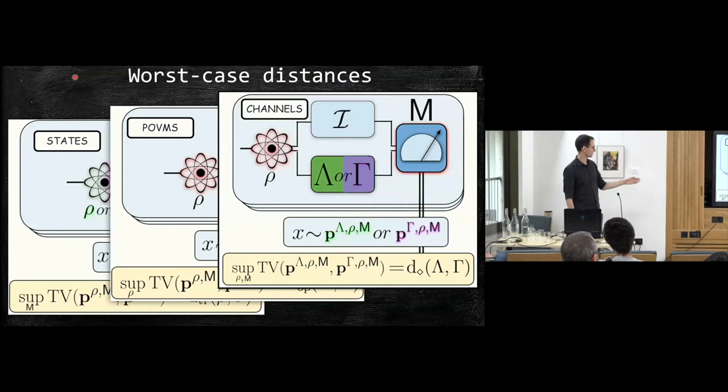So this is the corresponding norm where you optimize over both input states to the channel and the measurements that you perform after the channel. The corresponding distance is the so-called diamond norm distance. So this is the usual approach, which corresponds to those types of distances that I just briefly described.